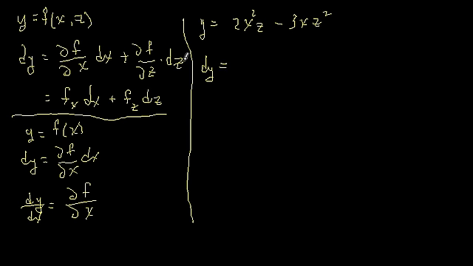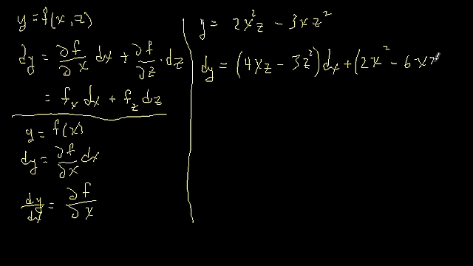Well, we know from the definition immediately here at the left that that's equal to the partial derivative of the function with respect to x, which is 4xz minus 3z squared, multiplied times the small change in x, plus the partial derivative of y with respect to z, which is 2x squared minus 6xz, times dz.